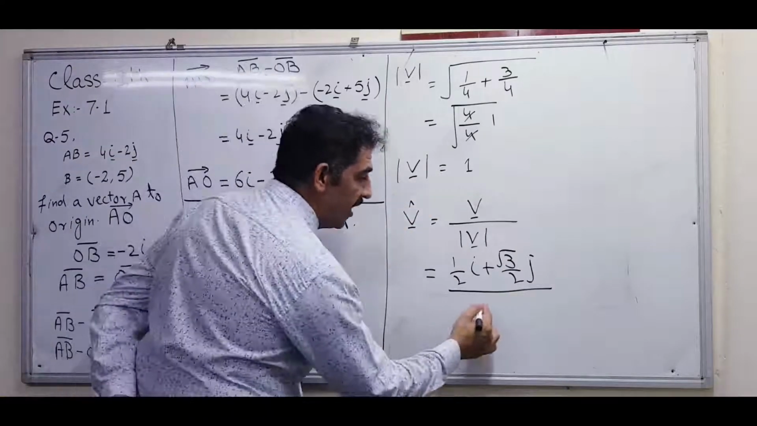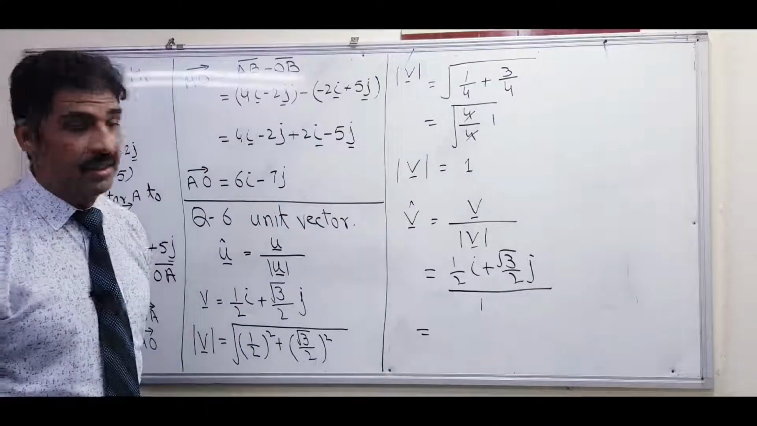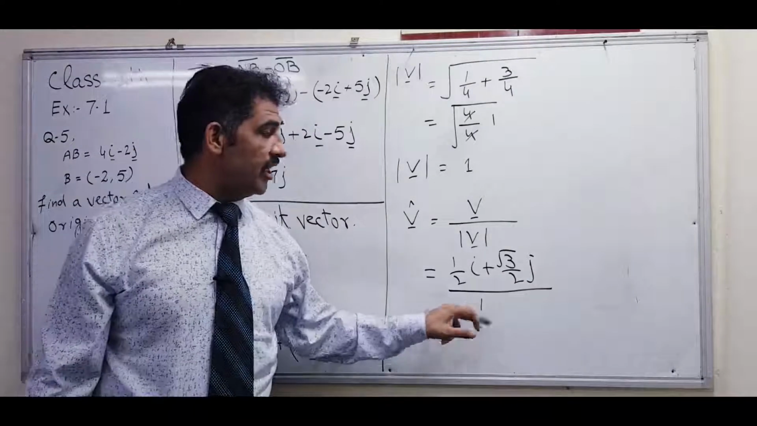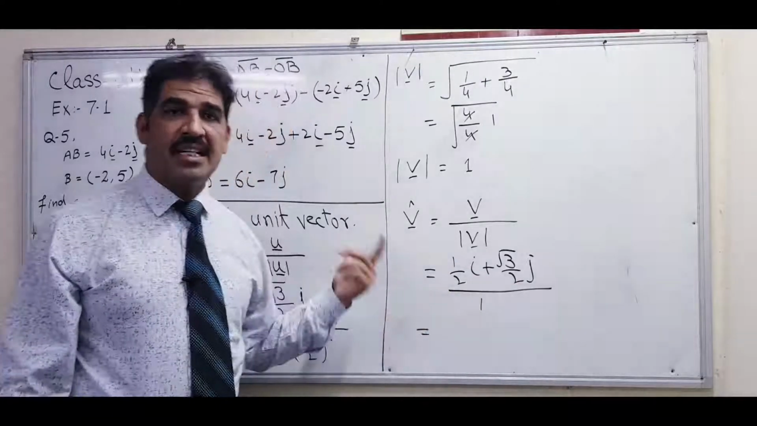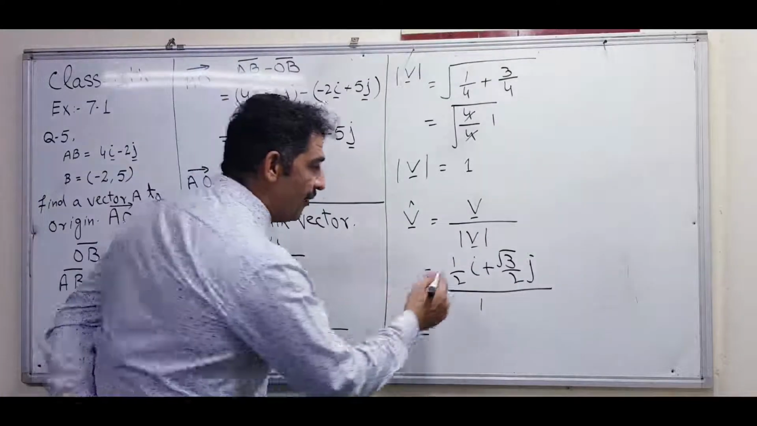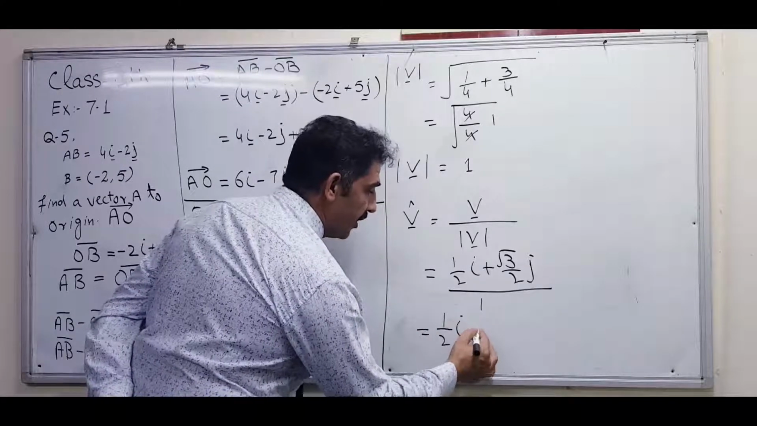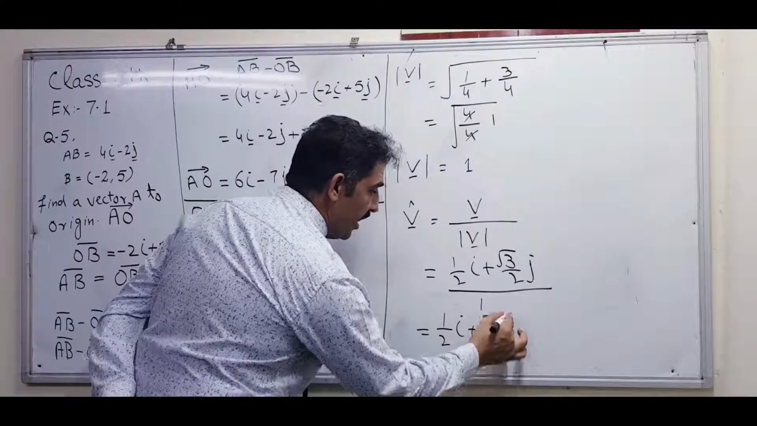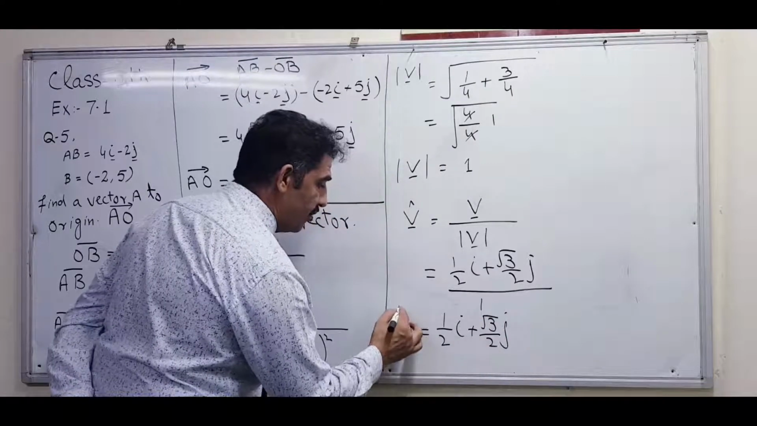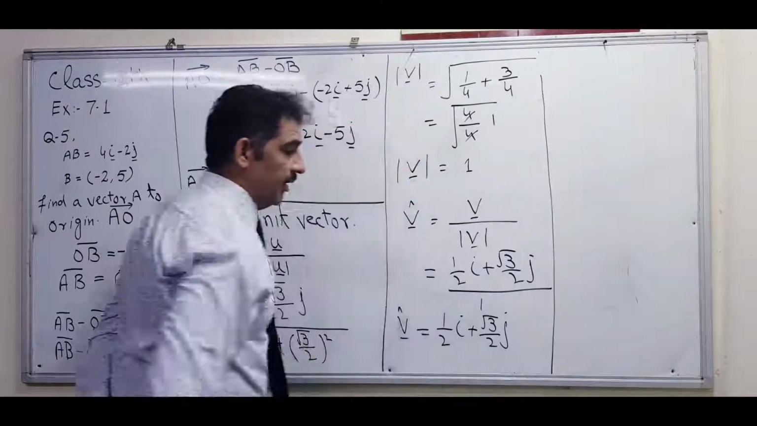So when you divide by its magnitude, it means there is no change. If the magnitude were any number, like 2, 3 or 4, then we would have to divide by its denominator, but here there is no change. So you just write 1 over 2 i plus root 3 over 2 j. That is the unit vector of this one. And the question is solved.